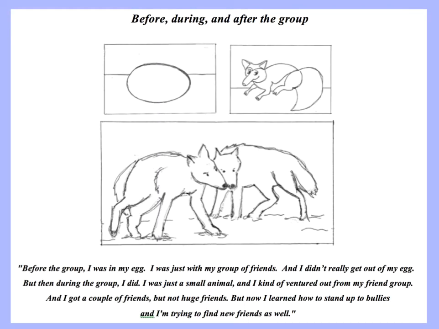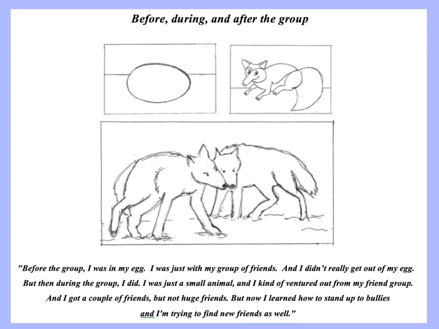Before, during, and after the group, this child, these three images are, before the group, I was this egg. I was in my egg. I was just with my group of friends, and I didn't really get out of my egg. But then during the group, I did. I was just a small animal, and I kind of ventured out from my friend group, and I got a couple of friends, but not huge friends. But now I learned how to stand up to bullies, and I'm trying to find new friends as well.